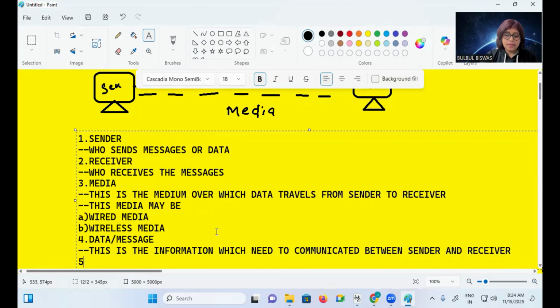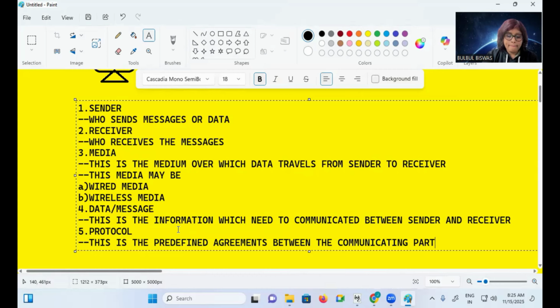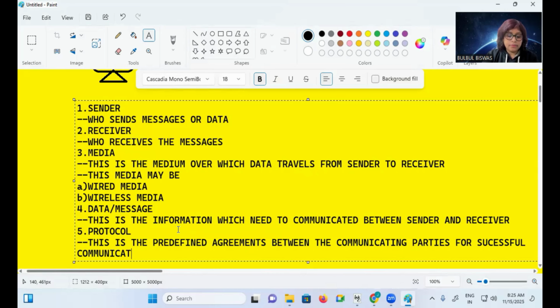And the last thing over here is called the protocol. Do you know what a protocol is? A protocol is nothing but predefined agreements between the communicating parties for successful communication.